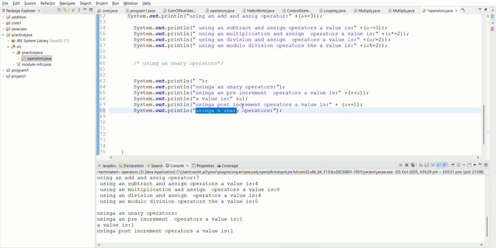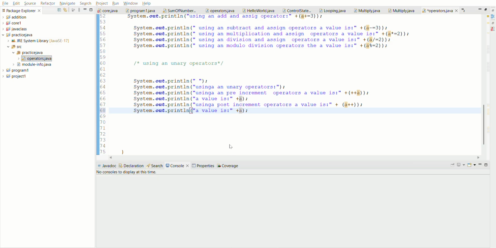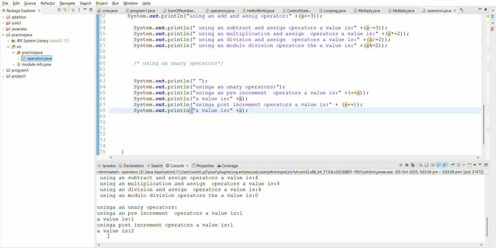Suppose if we print a value here, a value is a plus plus. So after printing the value, it increments the value by 1. So 1 plus 1, 2. Here the a value we get is 2. Right? So a value is 2. So post means after printing the value, it increments the value by 1. That is a post-increment. Pre-increment means first it increments the value by 1, then only it prints. These are the differences between pre-increment and post-increment.